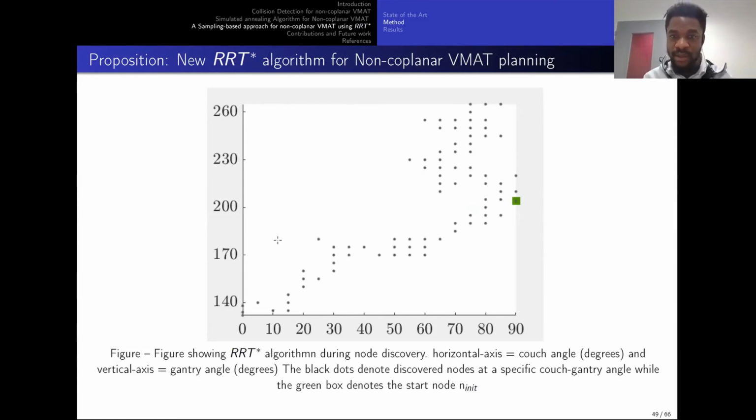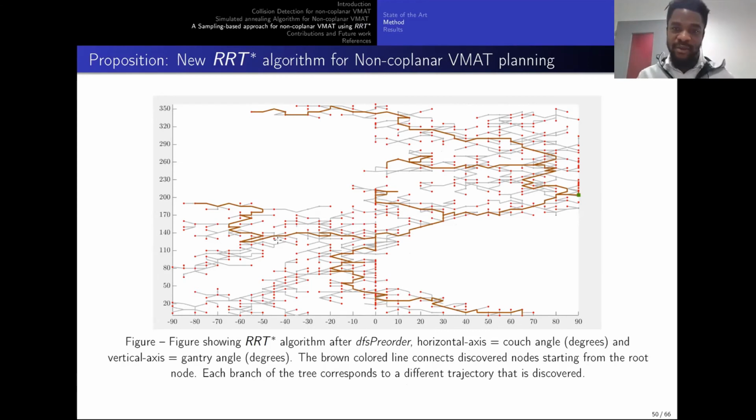All the other nodes are the black dots, which are the discovered nodes that will exist on the tree. At each iteration, you try to discover a new node and add it to the tree. When you have discovered all these nodes, you will have a diagram like this. From this diagram, we see lines that are colored in brown. These brown lines are what we call branches. They are connections from one discovered node to another. The discovered nodes are the nodes in red color.